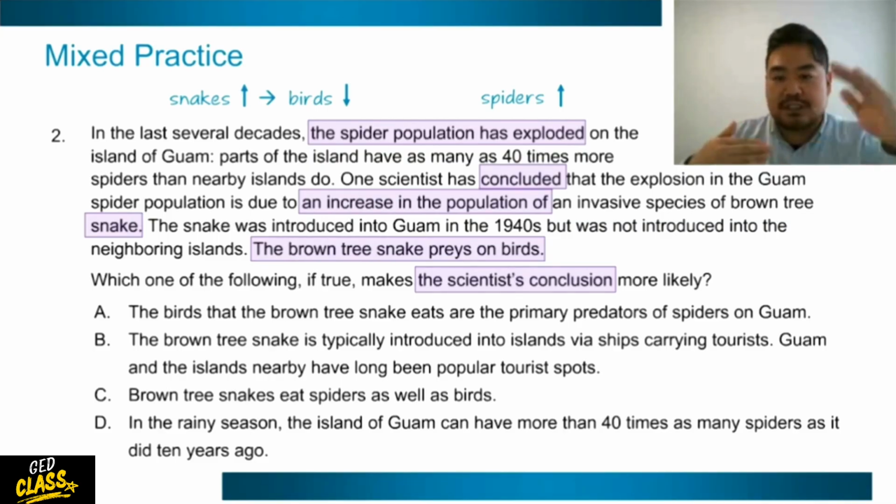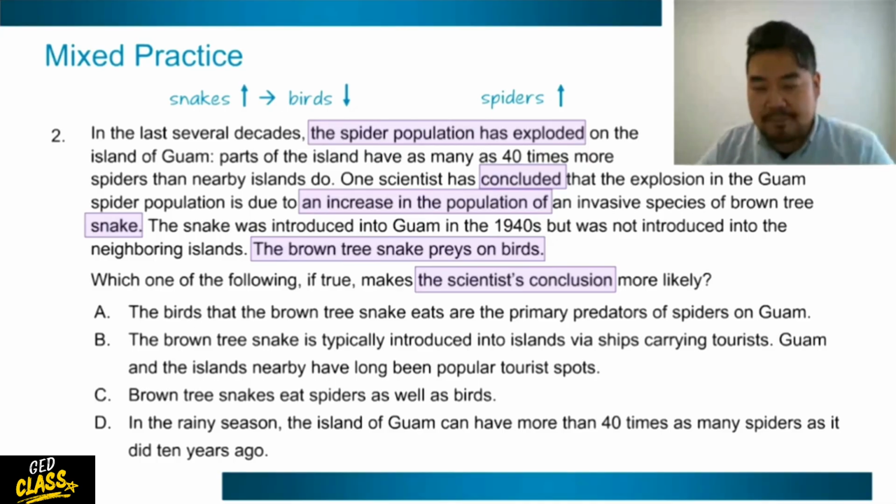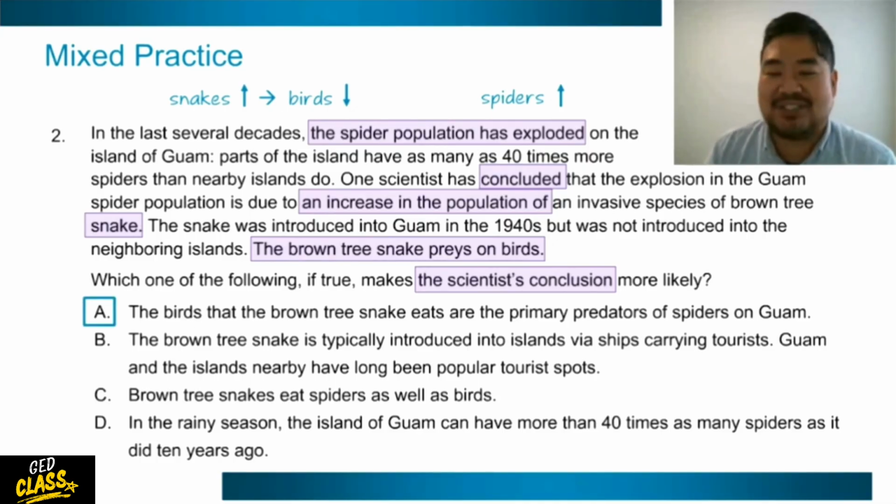Which of those choices makes this connection about the bird population going down and the spider population going up? And that's going to be answer choice A. The birds that the brown tree snake eats are the primary predators of spiders on Guam. Great work on this question.